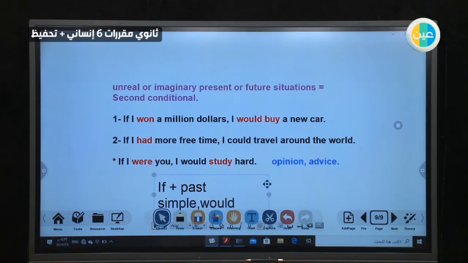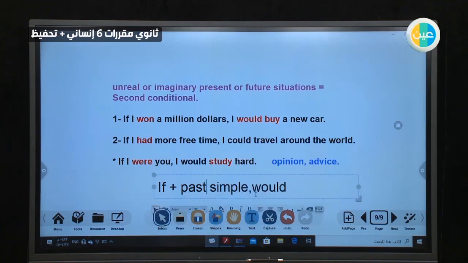And as we said before, with modal verbs, you have to use the infinitive verb. I would buy a new car. If I had more free time, I could travel around. You can use other modal verbs like could and should. If I had more free time, I could travel around the world.